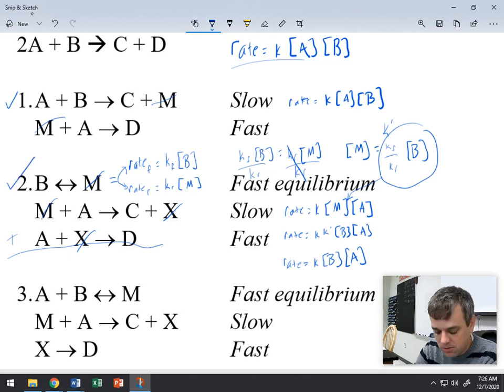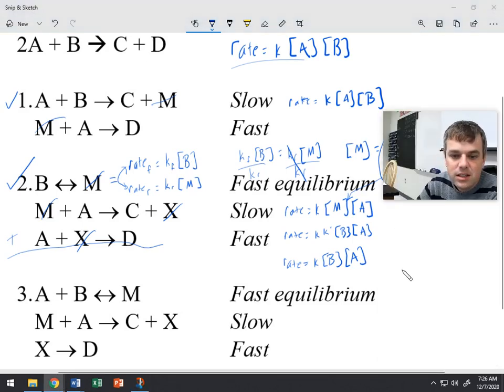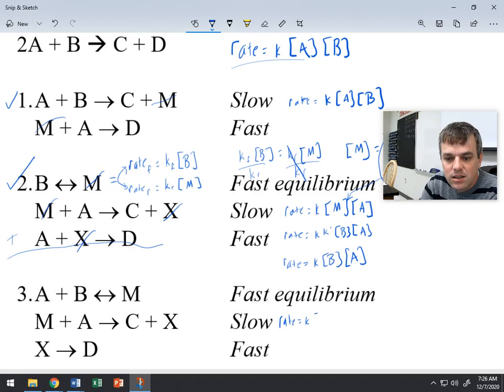Now let's try reaction 3 down here. So in reaction 3, our rate determining step is the second step. So our rate law would say that rate equals K times the concentration of M times the concentration of A. But M is an intermediate, which comes from this previous step, which is an equilibrium step, where the rate of the forward and reverse reactions are the same. We can't use this as our overall rate law because you can't have intermediates in the rate law.